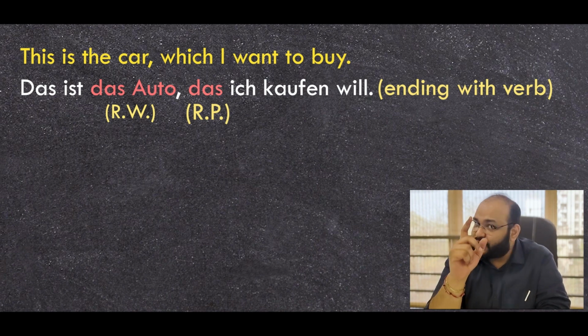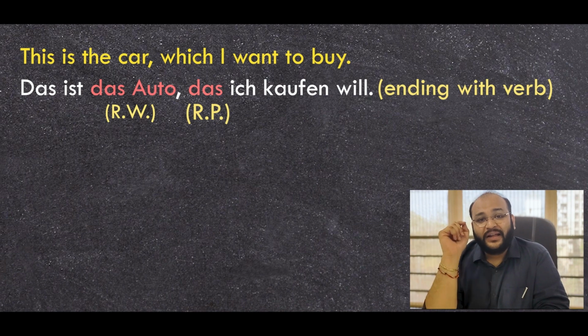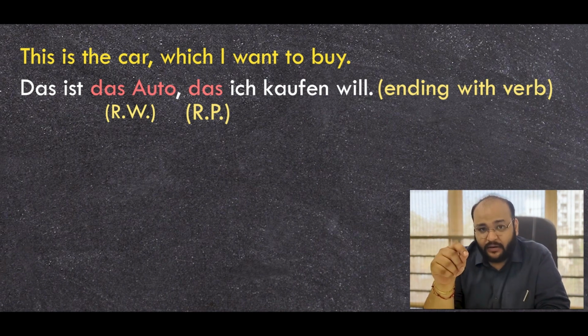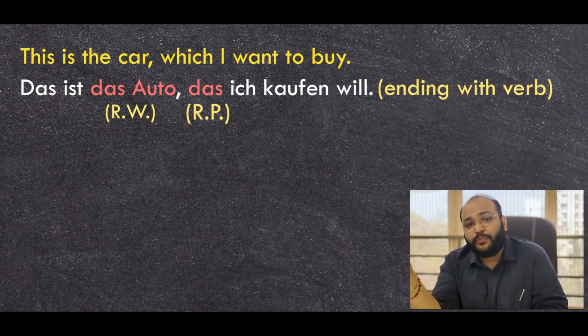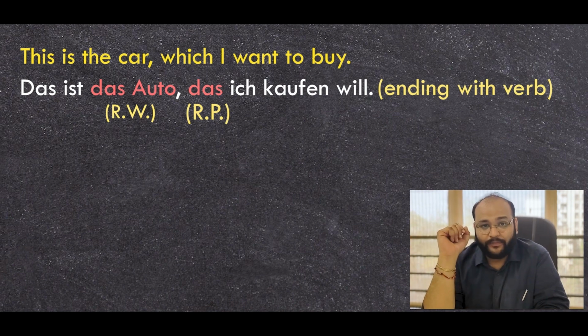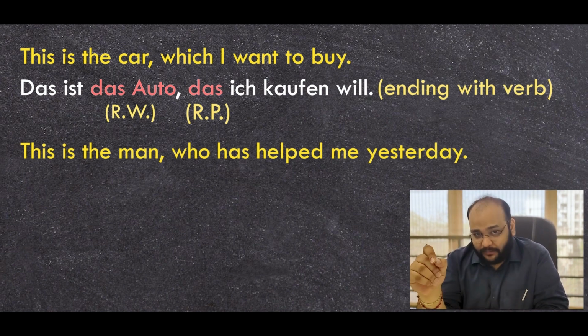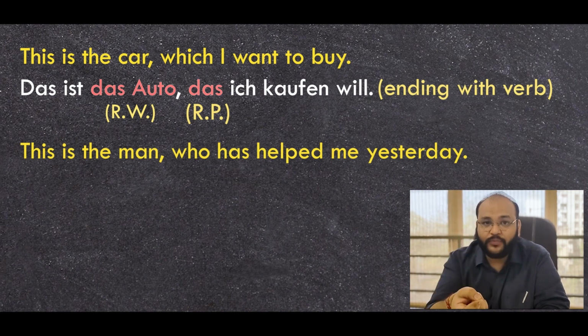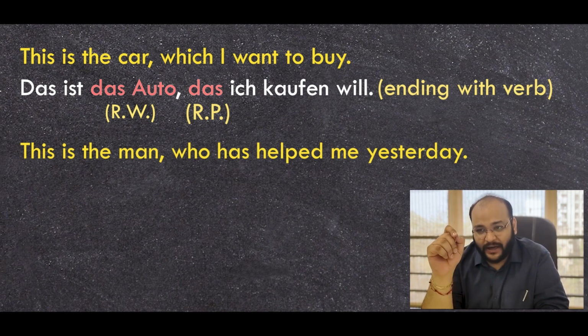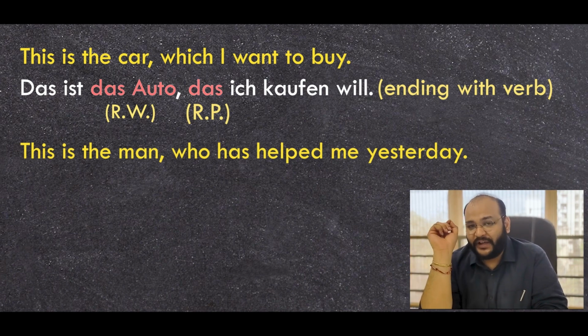Now, let's do one more. This is the man who has helped me yesterday. So das ist der Mann. Now der Mann is our relative word. So comma. So das ist der Mann, comma, who has helped me yesterday.